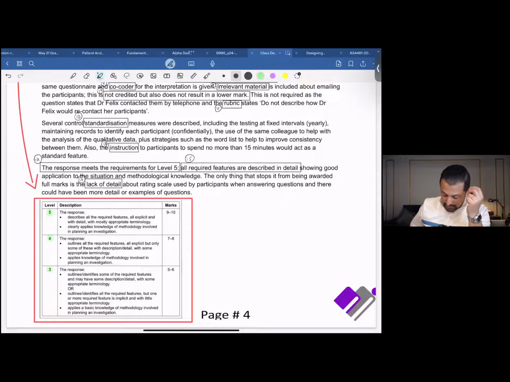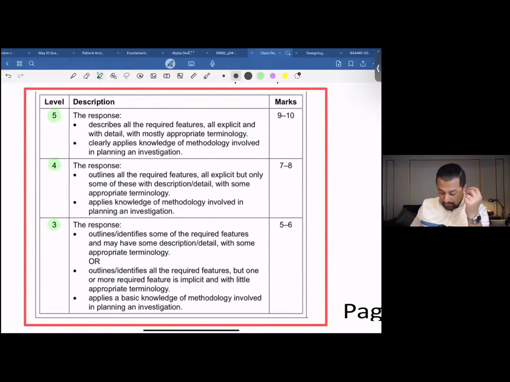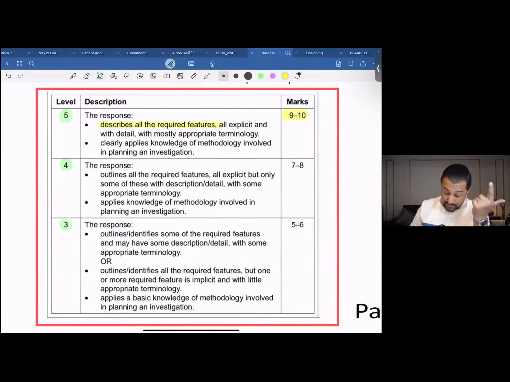If you did not note this earlier, you might as well take a screenshot right away, or you could note this down as well. I just read this quickly for you. This describes an answer that describes all the required features, all explicit with detail, with mostly appropriate terminology. An answer that clearly applies knowledge of methodology involved in planning an investigation. This is what this answer did have, according to the examiner.